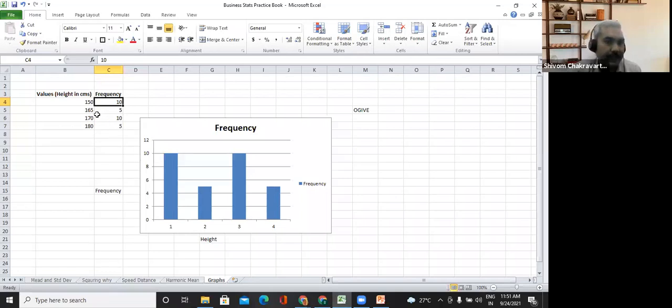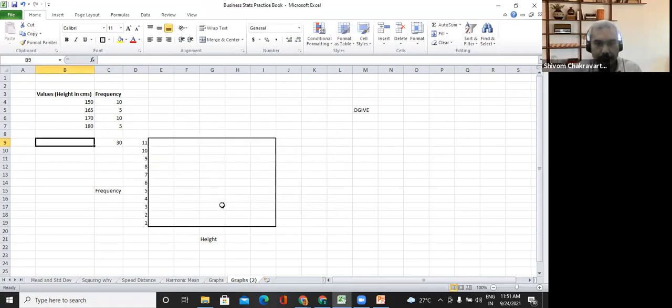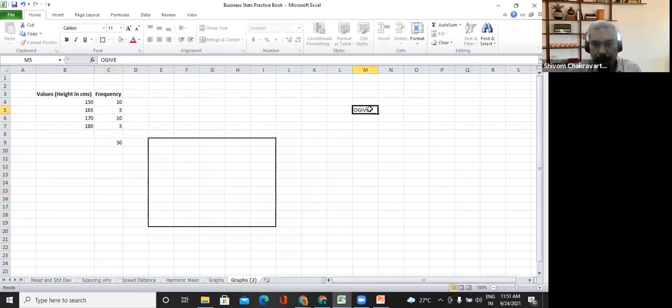Now the total frequency is 30, right? The total frequency is 30. Now we are talking about pie charts. If you want, I can copy it so that there is no confusion and remove this. So now we can focus on just drawing the pie chart.